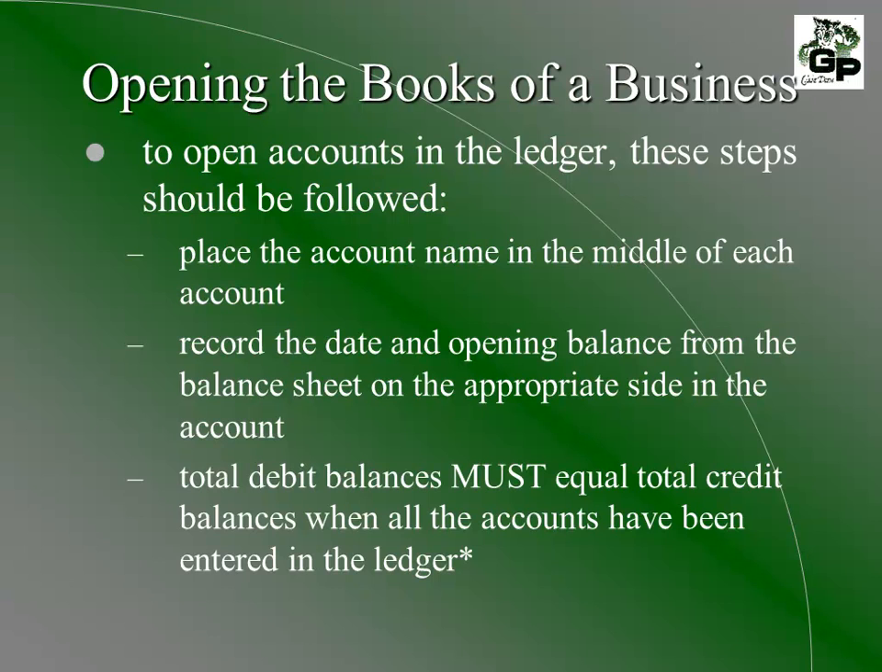Total debits must equal total credits. So all the debit balances, when they're totaled up, must equal all the credit balances when they are totaled up, once all the accounts have been entered onto the ledger.